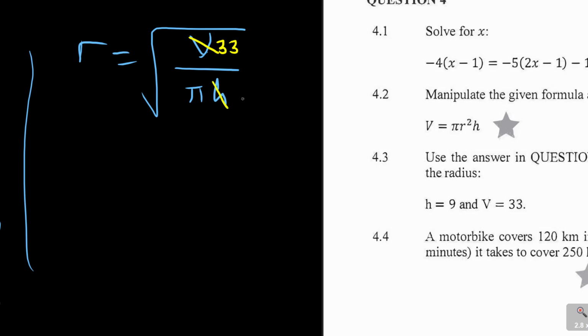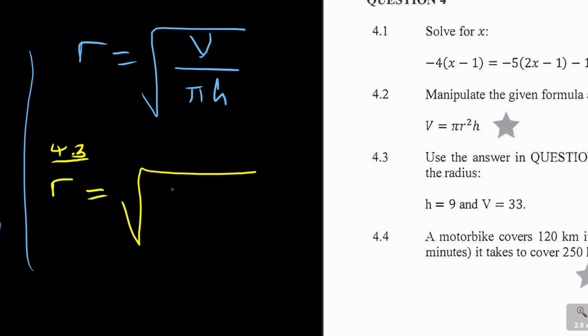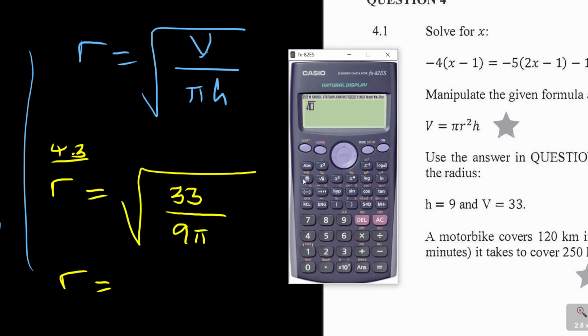Where there is H, you put what? You put 9. So you can then find R, and what you do is say square root. Actually, before you do that, you're going to write it like this. You're going to say R, that is 4.3 to get your marks. You're going to say R is equal to square root of 33 over, it's better to call it 9 pi. Therefore, R is equal to, then you do your calculator there and say square root of 33 over 9 pi. I think you say shift pi equal to, there is the answer.